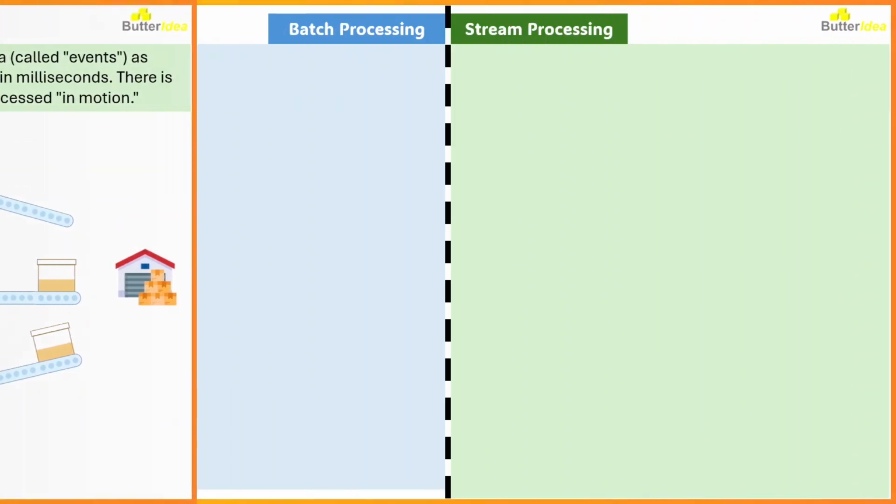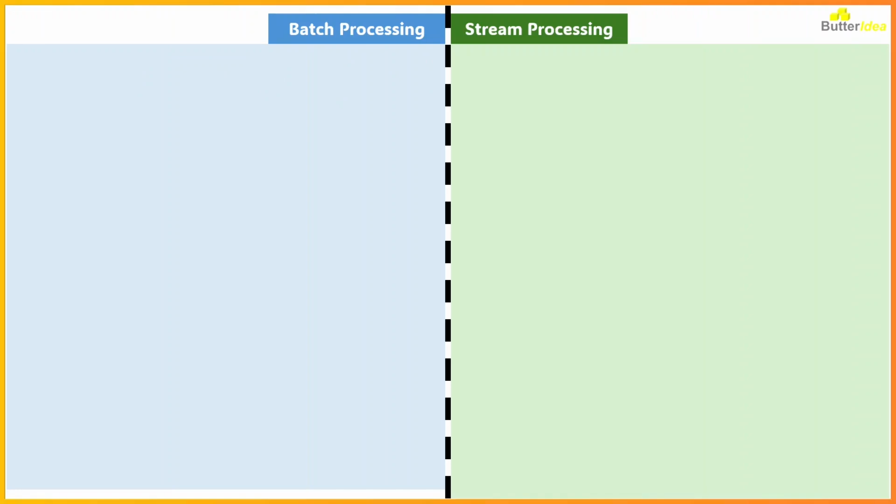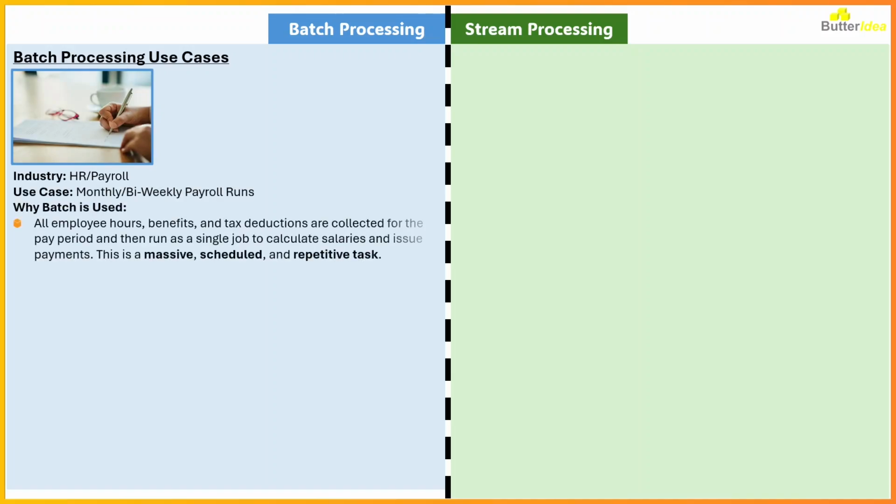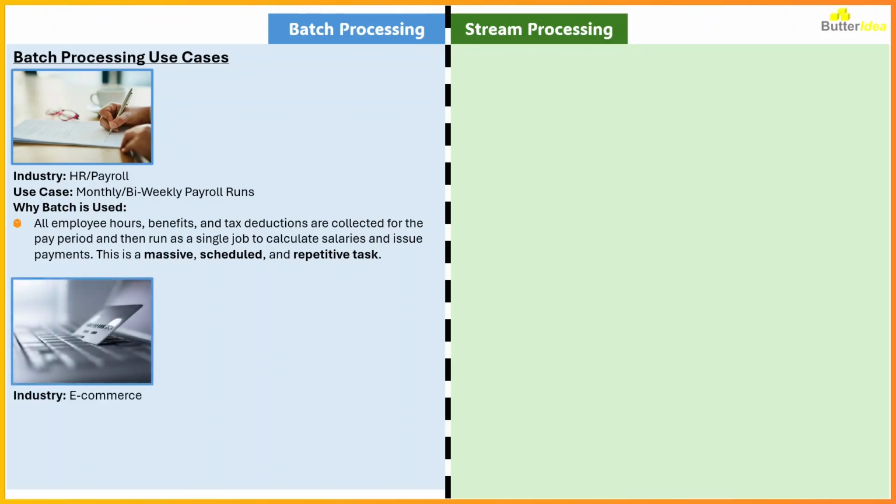Let's take a look at some real-world use case scenarios in both batch and stream processing. In the HR and payroll industry, batch processing is commonly used for monthly or bi-weekly payroll runs. All employee hours, benefits, and tax deductions are collected throughout the pay period. Once the period ends, a single large job is executed to calculate salaries and issue payments. This is a massive, scheduled, and repetitive task, a perfect fit for batch processing.